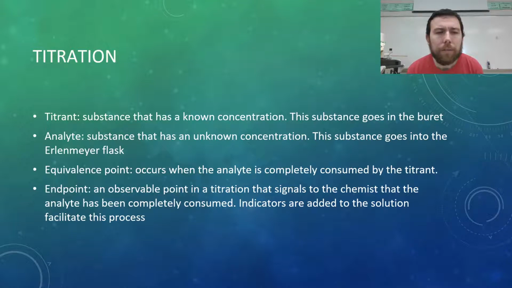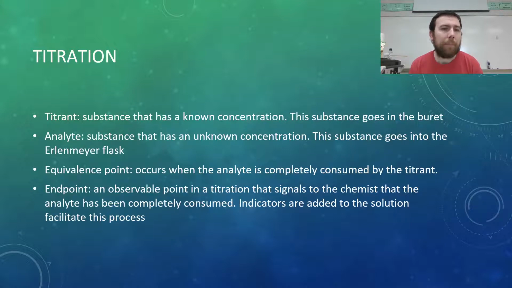Now, the other point that is listed here is the end point. Now, the equivalence point is really hard to get to specifically because it requires such a precise amount of substance to be reacted in order for that to happen. And so what chemists use is an endpoint. They use an indicator to help signal, to provide a visual cue that the titration is complete, right? And so an endpoint is an observable point in a titration that signals to a chemist that the analyte has been completely consumed.